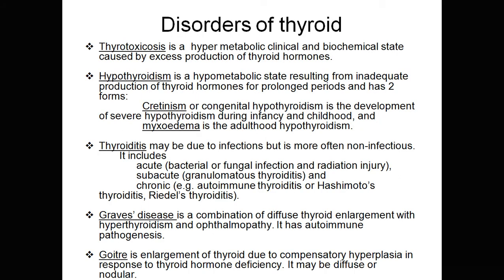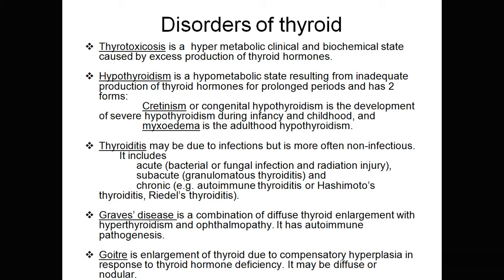Now we come to the disorders of the thyroid. Disorders of the thyroid are either due to excessive functioning or decreased functioning, and some disorders are related to infection of the thyroid gland. It is called thyroiditis. Some may have an etiology like a virus and some may have an etiology like autoimmune disease. And lastly, we discuss the goiter and the tumors of the thyroid gland.